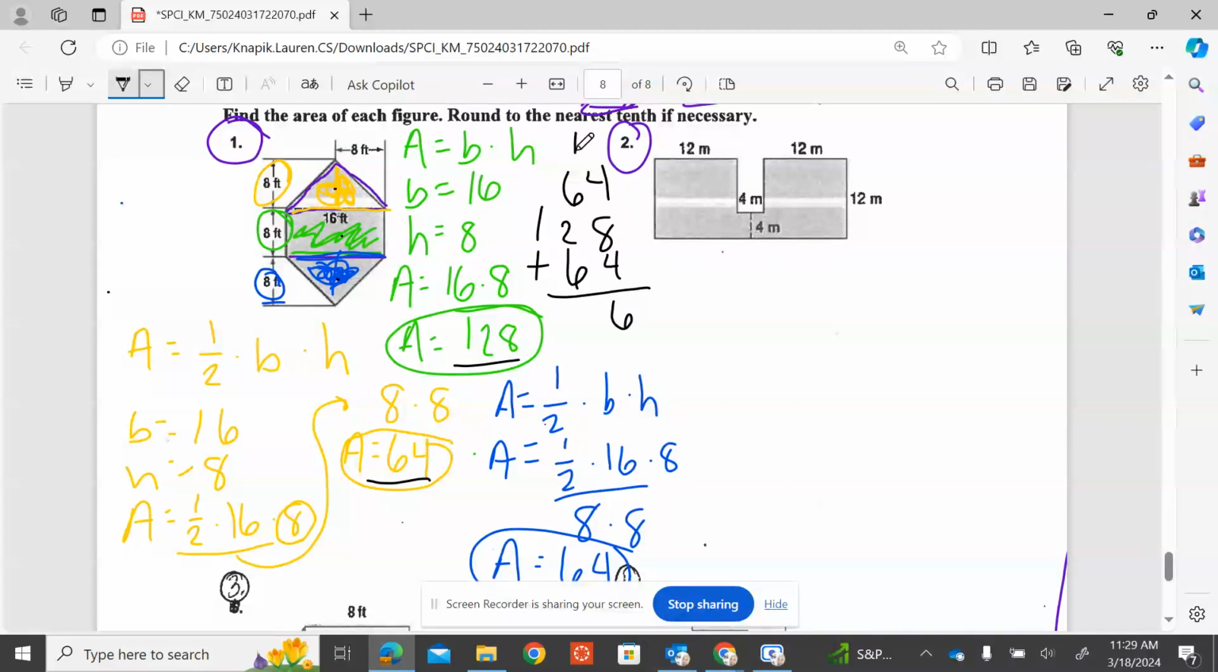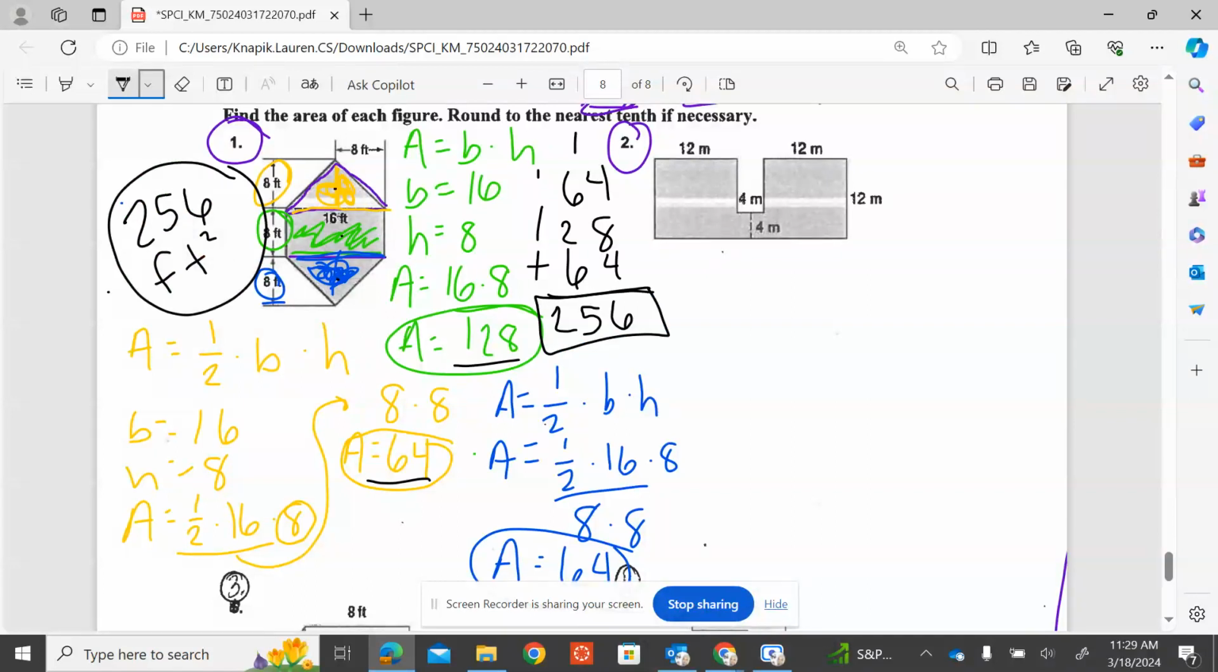We're going to have 6 plus 1 is 7, plus 2 is 9, plus 6 is 15. 5, carry your 1. 256 is going to be the area of this entire shape. 256 feet squared is your area.